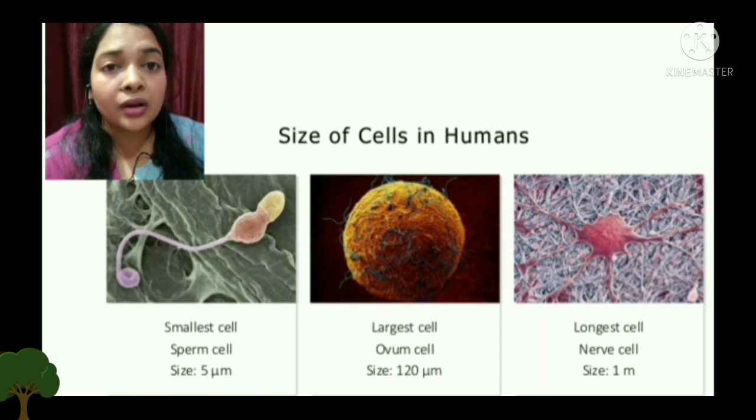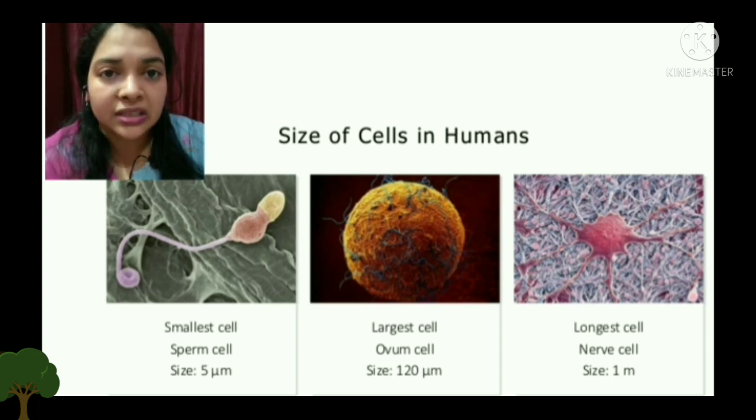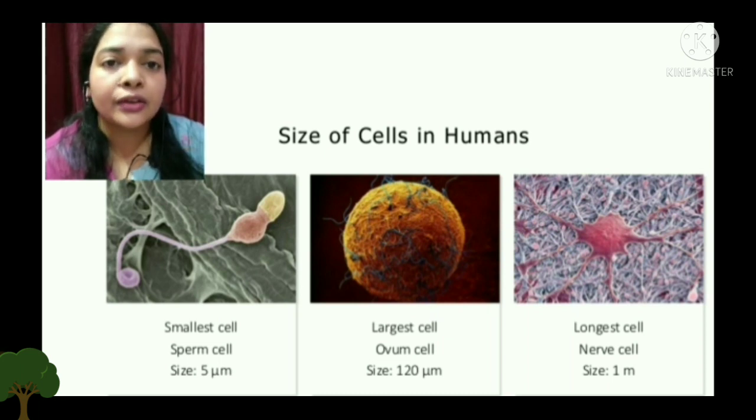Now let's talk about the cells in human body. The smallest cell in humans is the sperm cell. The size of sperm is 5 micrometer. The largest cell in human is the ovum, and the longest cell is the neuron. Here you can see the pictures.